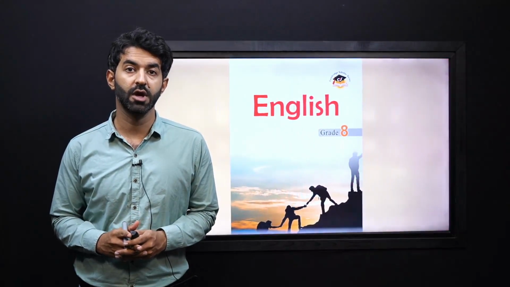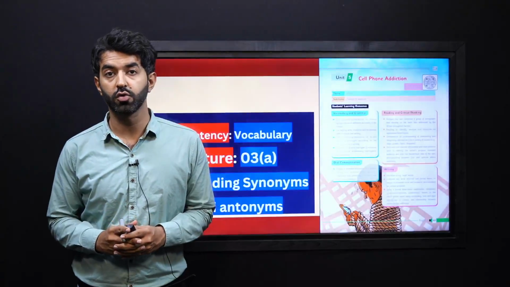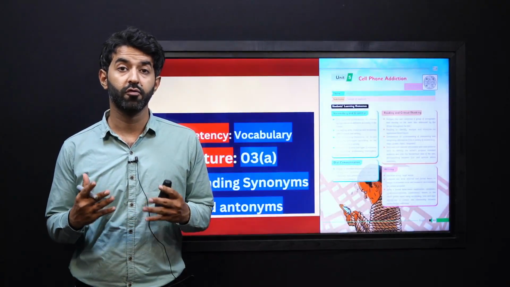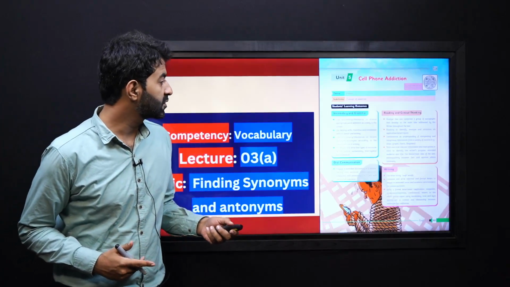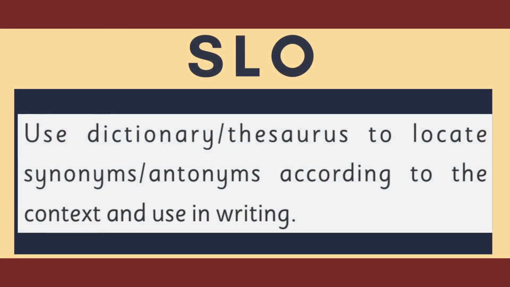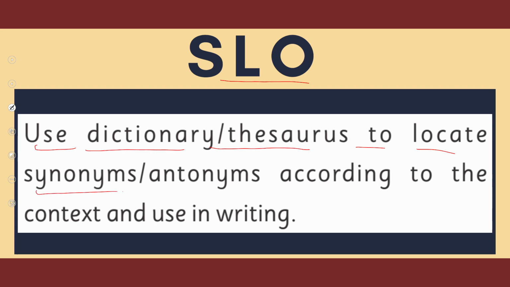My dear learners, we are on Unit 5 and we are going to cover an SLO from our competency of vocabulary. Let's read our students' learning outcome. Now this says, use dictionary or thesaurus to locate synonyms or antonyms according to the context and use in writing.